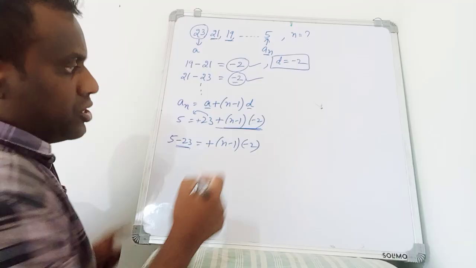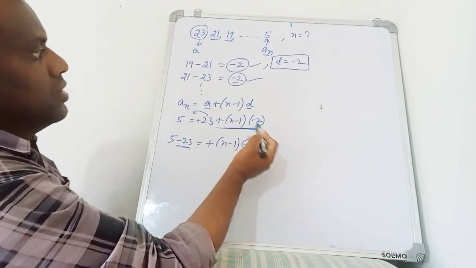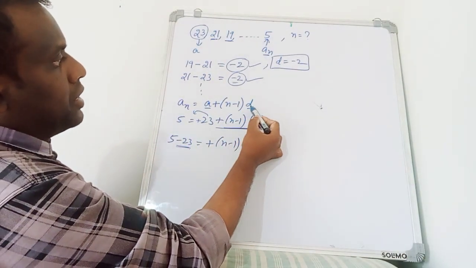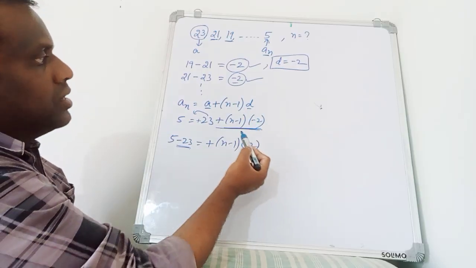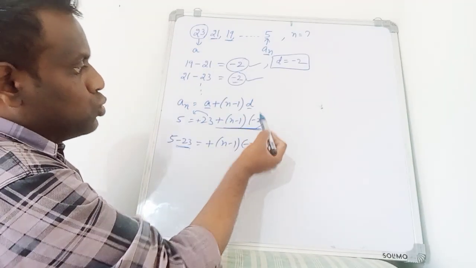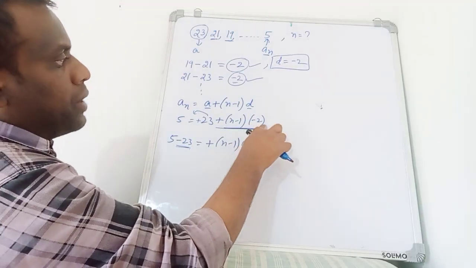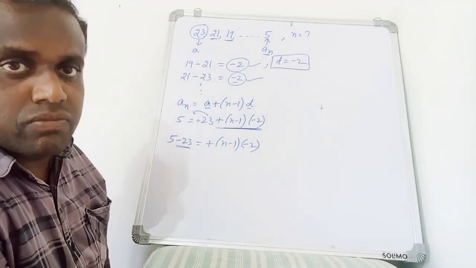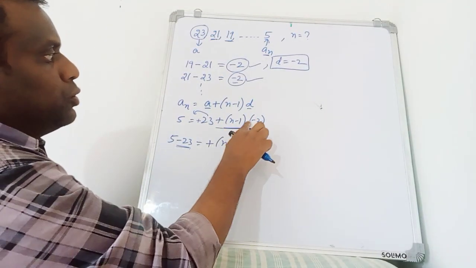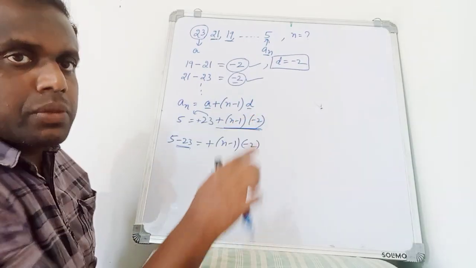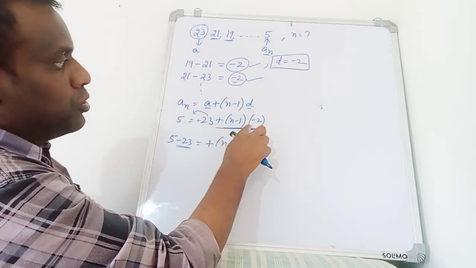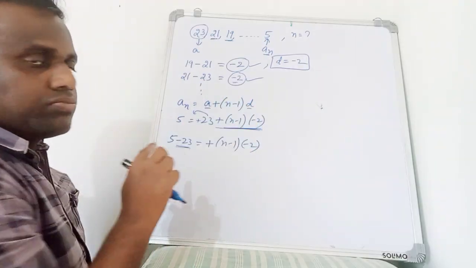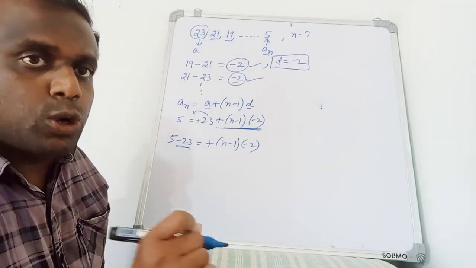Now you have to put a bracket. See here, (n minus 1) bracket and d is there. This means (n minus 1) into d. So (n minus 1) into (minus 2). If you don't put the bracket, then it will become subtraction. If you don't put the bracket, the minus will be there, that means it will become subtraction. This is multiplication, so you have to put a bracket for this minus 2. Otherwise, you will get the wrong answer.